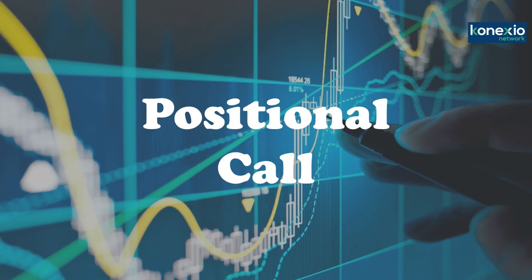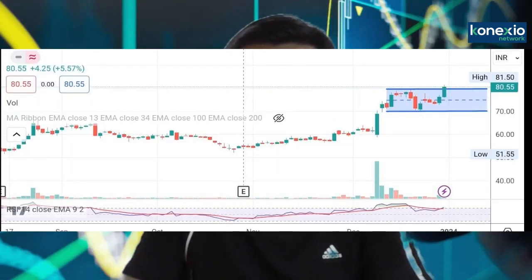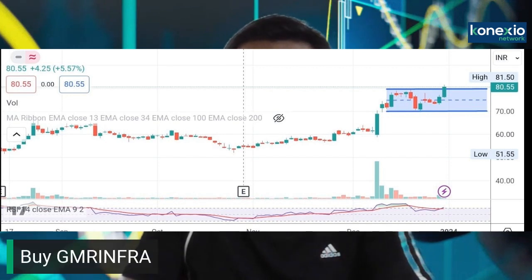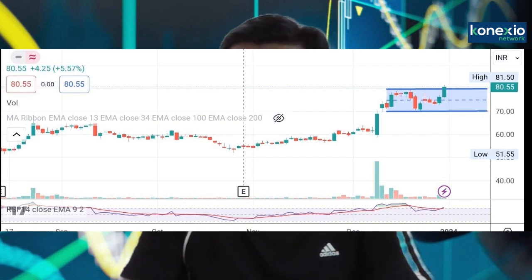So friends, now let us come to the final segment of our show, which is positional call, and identify one stock. The name of the stock is GMRINFRA. You will see on the screen the stock has given a breakout of a flag pattern formation. The momentum is strong. The volume has risen a couple of days back. Also on Friday, the volume was on the rise. The stock has given a breakout supported with strong volumes.